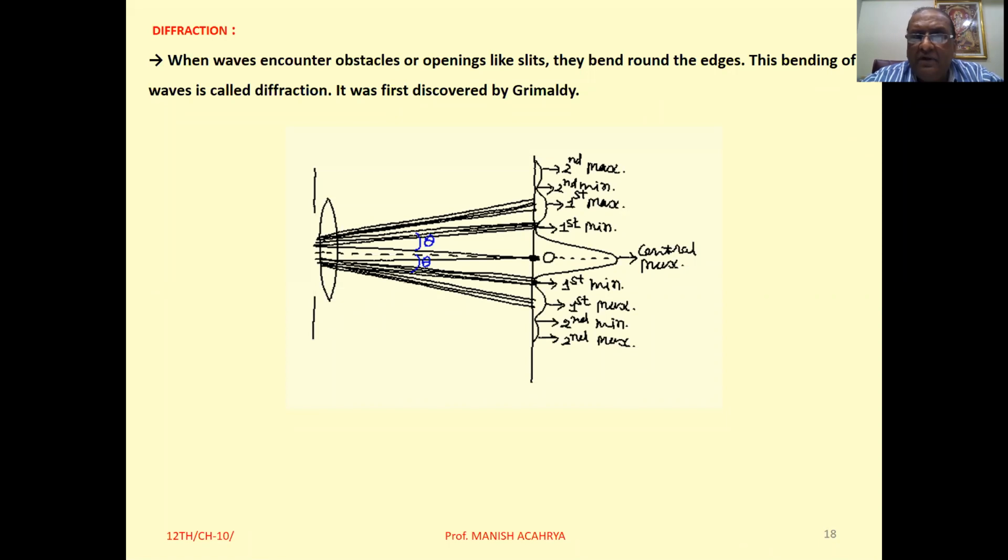So when all those waves which are not diffracted are superposed here, at that time the path difference between those waves superposing at point O will be equal to 0. So constructive interference will be formed, and due to that the maximum intensity of the light will be obtained at this particular point. So in this way we can give the explanation of the central maxima. Clear?